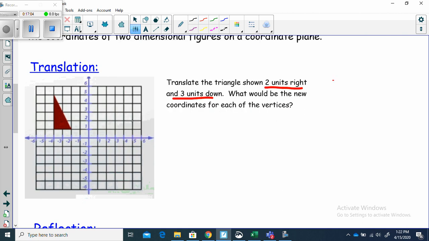Let's get our original, and then it says what would be the new coordinates for each of the vertices. So let's get the coordinates now for the vertices. This point is at -2, 1. So we're going to start at -2, 1. And then it says go 2 units right and 3 units down. From here, 1, 2 right, 1, 2, 3 down. We are now at 0, -2. So this goes to 0, -2.